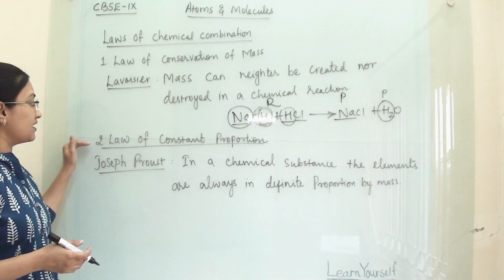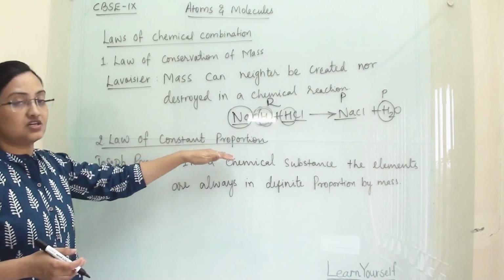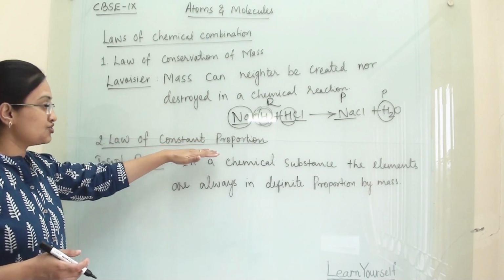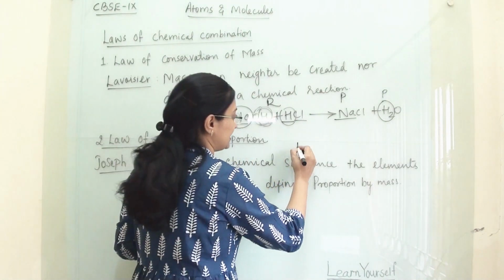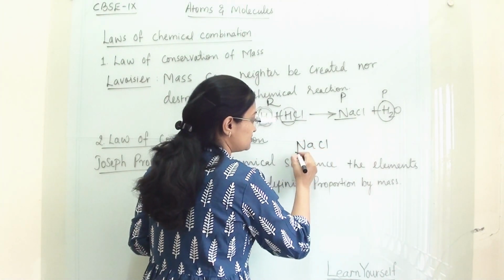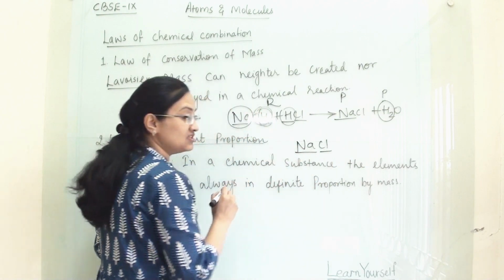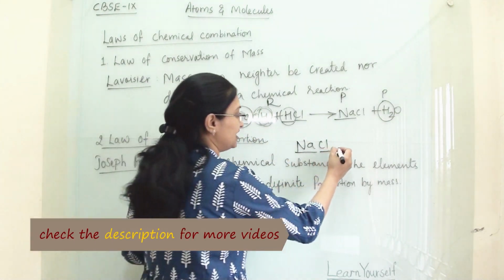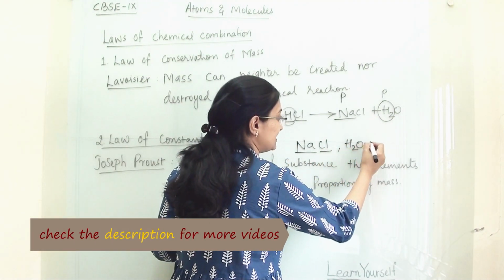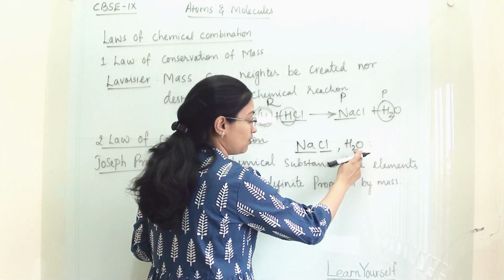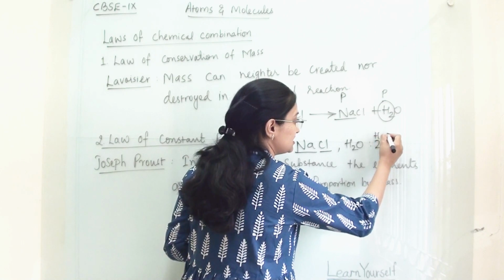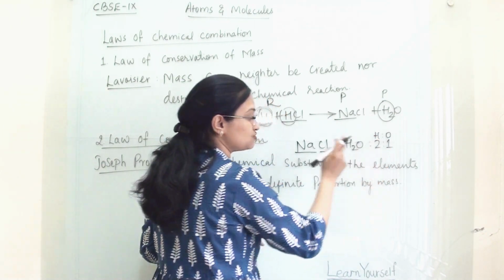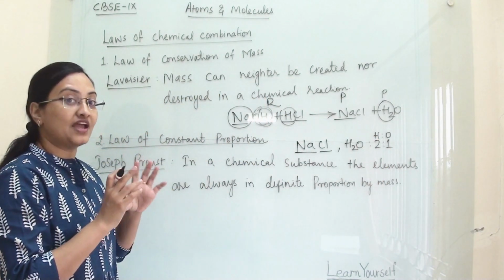Now the second law is the law of constant proportion. Proportion means in any molecular formula, suppose NaCl, there is one Na and one Cl. So this is a proportion. If you take H2O, then the proportion of hydrogen and oxygen is 2:1. Hydrogen and oxygen are in the ratio of 2:1. So this is the proportion of any compound.